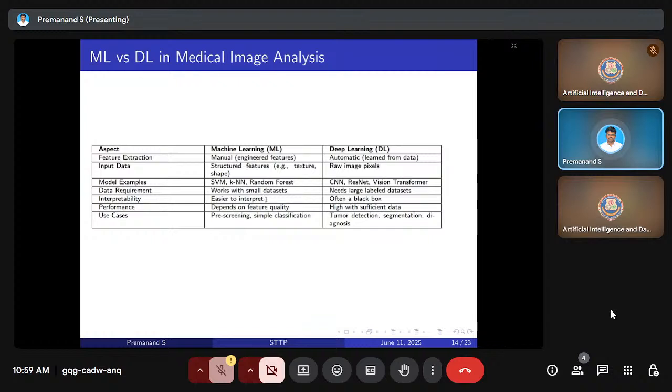And the next thing is interpretability. As I said earlier, whatever equation I'm writing in machine learning, I know what is the purpose and why I'm writing it. But here we don't know anything. Simply I'm getting n number of features, but I don't know which features are present or used in the particular model. And the next one is dependence on feature quality.